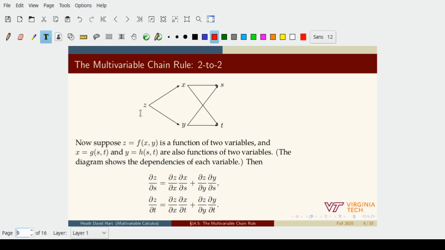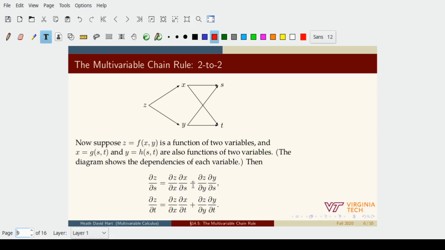And then if I want to find the rate of change of z with respect to t, that's the derivative of z with respect to x times the derivative of x with respect to t, plus the derivative of z with respect to y times the derivative of y with respect to t. The diagram's a little bit different, but the process is exactly the same. We multiply along a path from z to t, and then we add together all the possible paths.